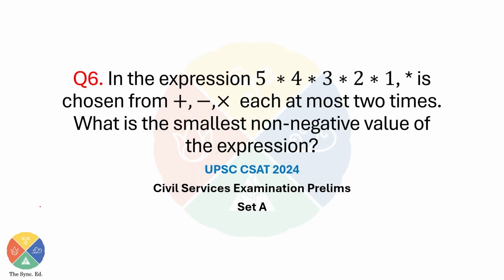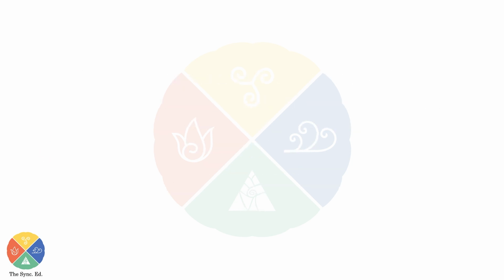So this is a question which came in the 2024 CSAT paper, in set A, question number 6. To solve this problem, we need to know some basic details, and that's nothing but BODMAS. BODMAS is a priority order.